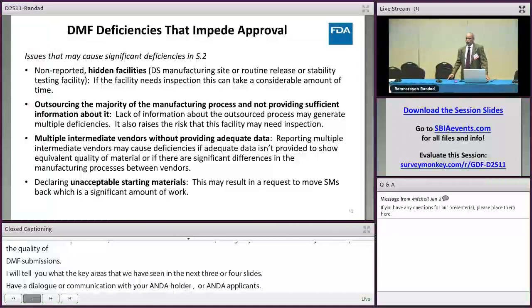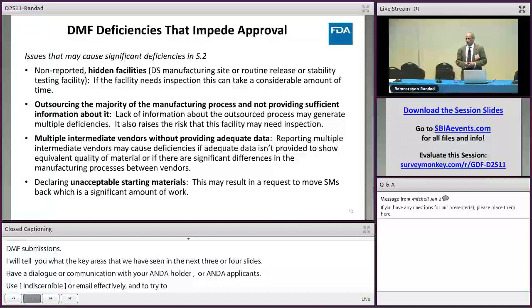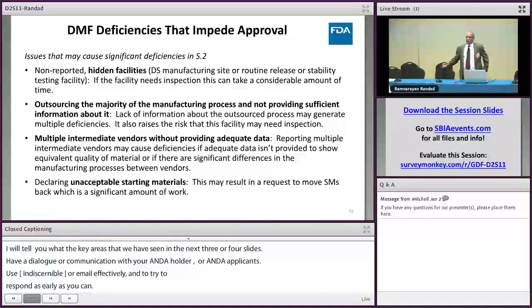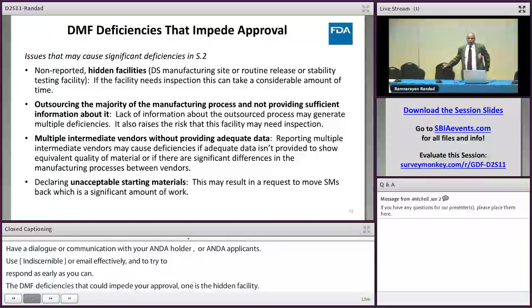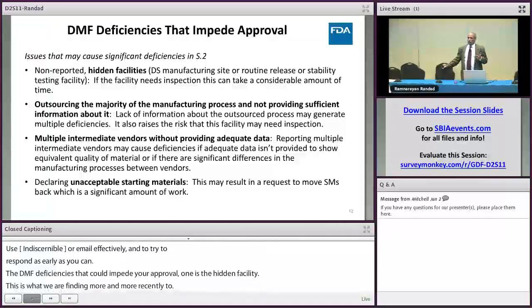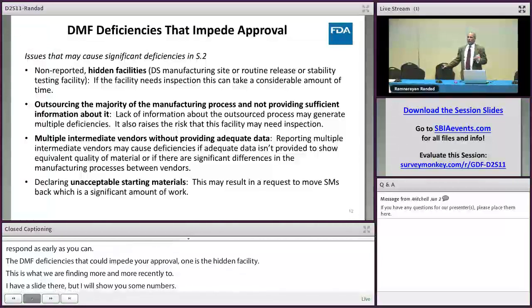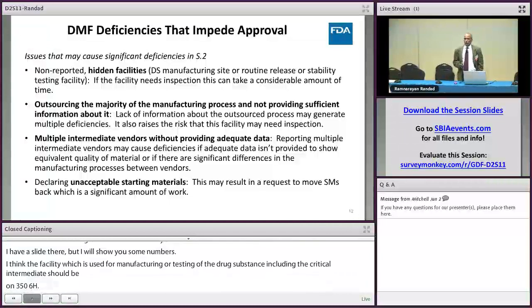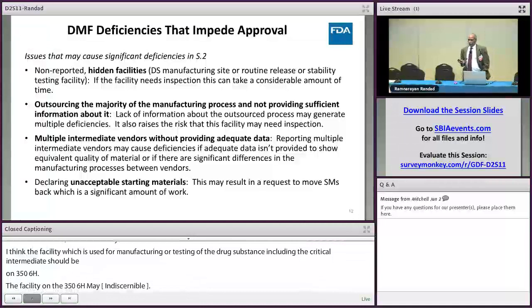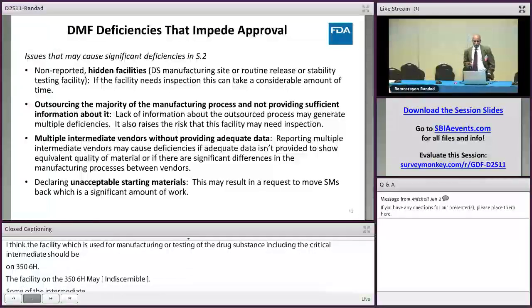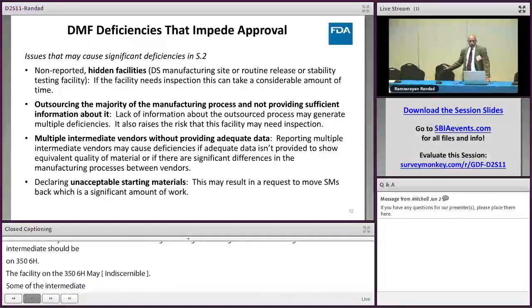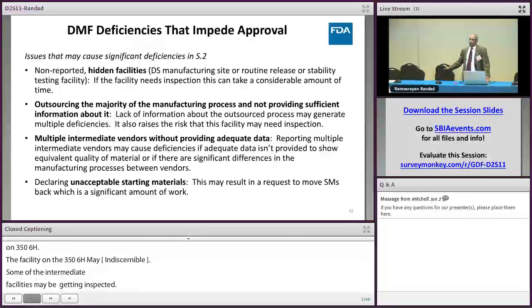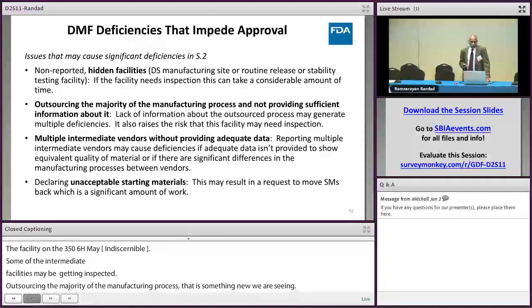So the DMF deficiencies that could impede your approval: one is the hidden facility, and this is what we are finding more and more recently. I have a slide where I'll show you some numbers. The facility which is used for manufacture or testing of the drug substance, including the critical intermediate, should be on 356H. The facility on the 356H may get inspected. So some of the intermediate facilities may get inspected. Outsourcing of the majority of the manufacturing process is a new trend we are seeing. Multiple intermediate vendors basically means you have less control on what is going on, or there are significant differences in the manufacturing processes between the vendors, significant different chemistries.